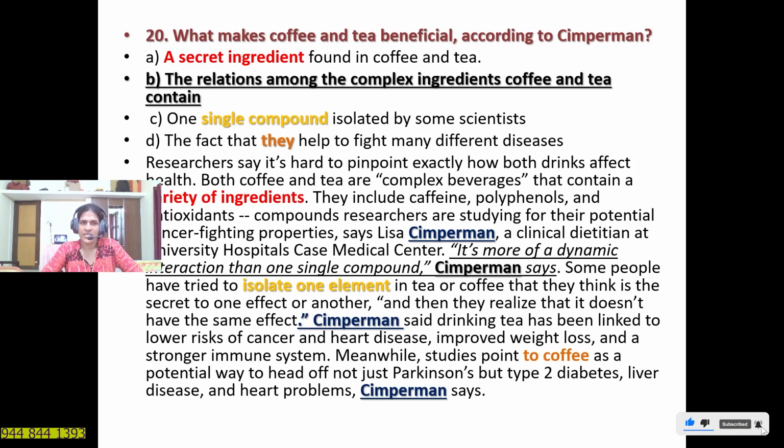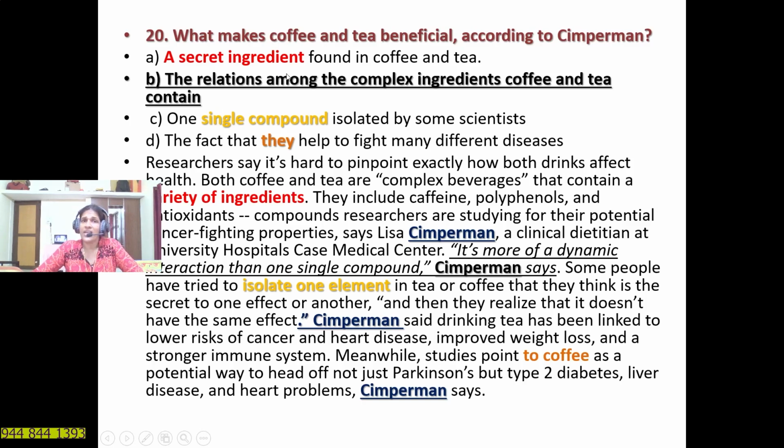Let us go to the text. Researchers say that when you have the name of the person, jump to that name. You see, says Lisa Simperman. Simperman says, Simperman said, and Simperman says. So just look at the options now.